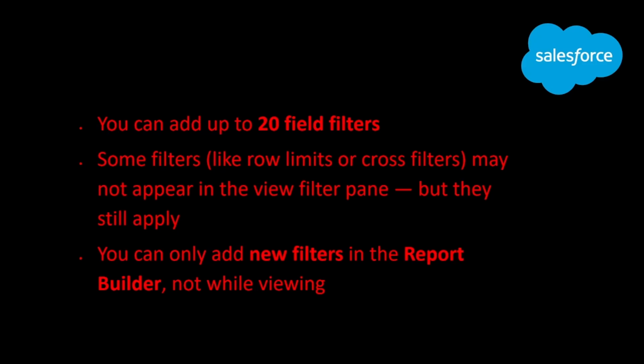Now some quick things to remember. You can add up to 20 field filters. Some filters like row limits or the cross filters may not appear in the view filter panel, but they still apply. You can only add new filters in the report builder, not while viewing. Okay, so we are at the end of our video. That's a wrap up on filtering reports in Salesforce.